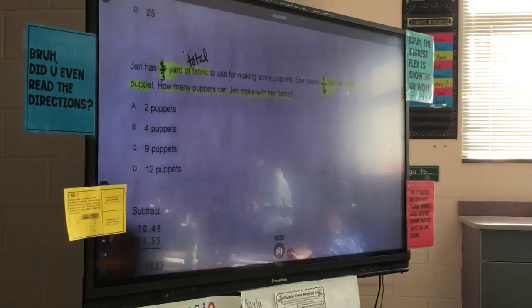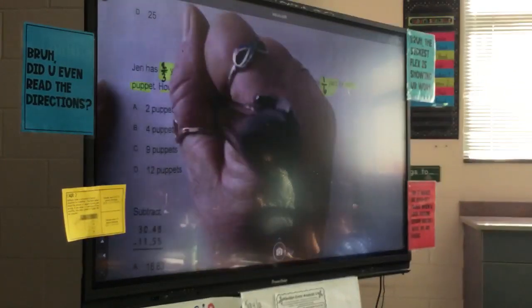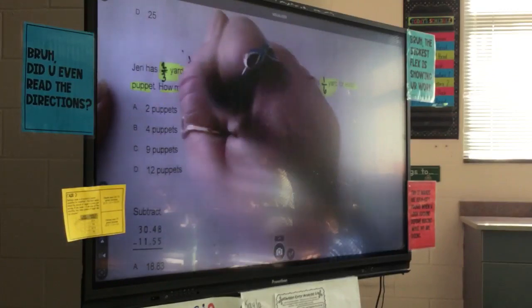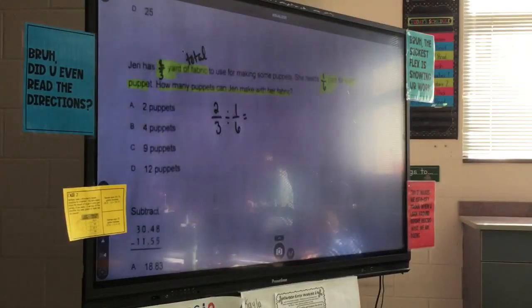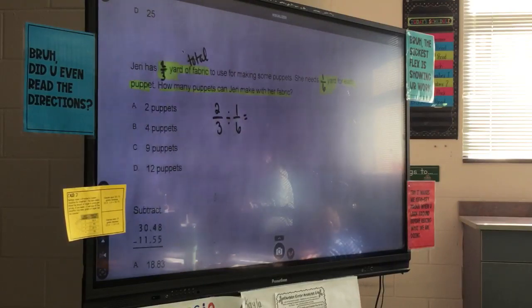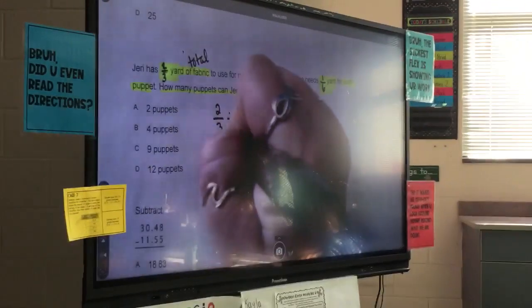So, what type of problem is this? What do we only do with fractions? BK. Divide. So whenever you see a fraction problem, the only thing you're doing is dividing. So do 2/3 divided by 1/6. How many of you guys got to this problem? Okay. So for everybody else, you're solving this problem right now. Stand up when you're finished.